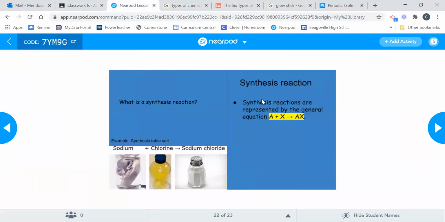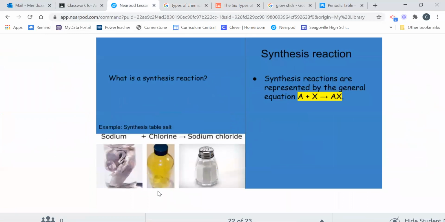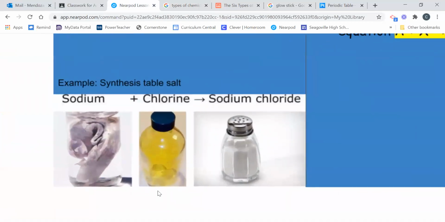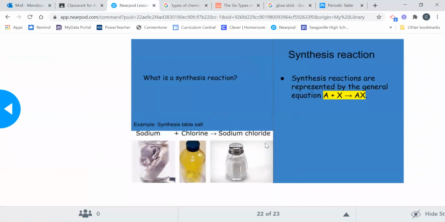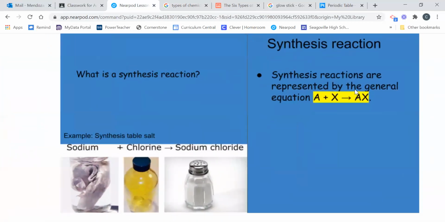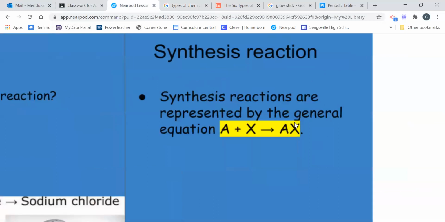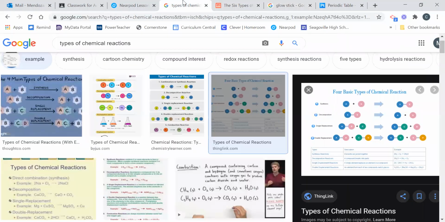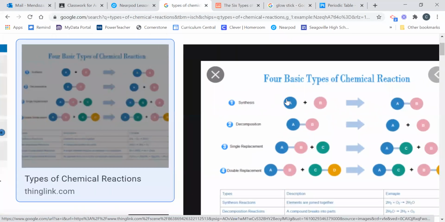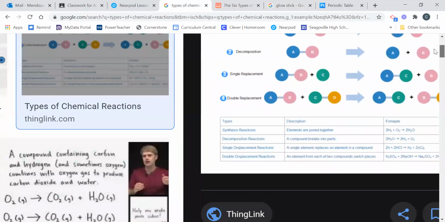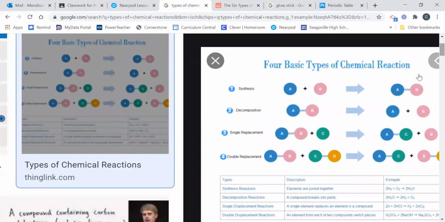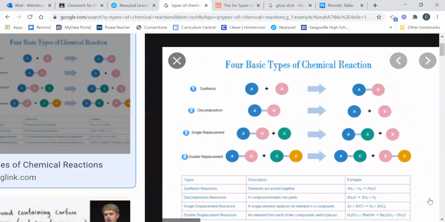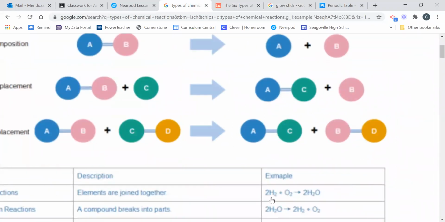Next, we have the synthesis reaction. The example that they used here is sodium and chlorine, and then they have sodium chloride. That's a good example of a synthesis reaction. When you see anything being added together, that is a synthesis reaction. In the examples they have here, you have A and B being separated, and then they bond together on the product side. And the example they used was hydrogen and oxygen being added together to make H2O.